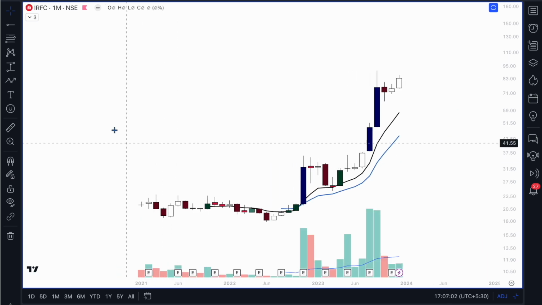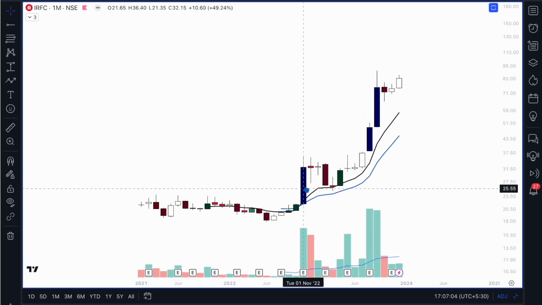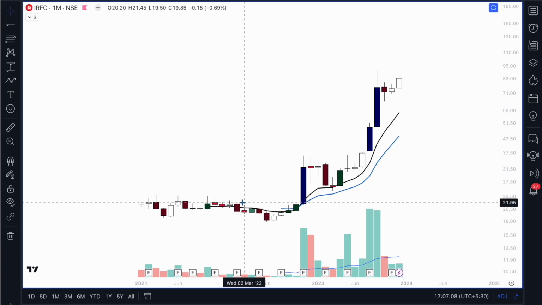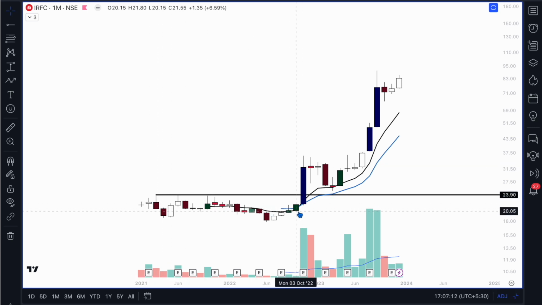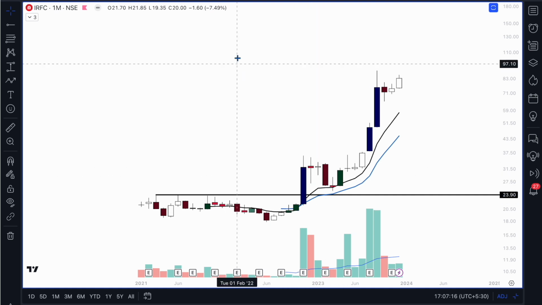Let's pick another case study, that of IRFC. Here the stock will come in your scan: 49% in a single month, goes into all-time highs, and breaks out of a very, very long range. Okay, so now what are you supposed to do? Simply wait for the monthly to come to its 10 moving average.